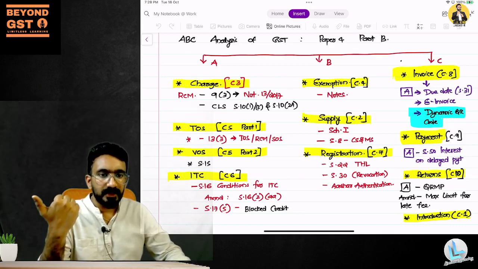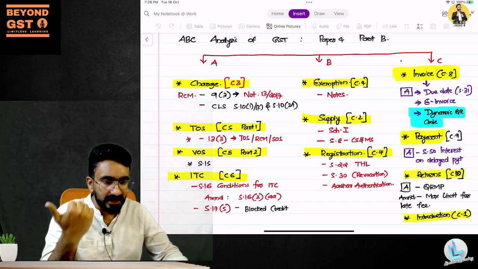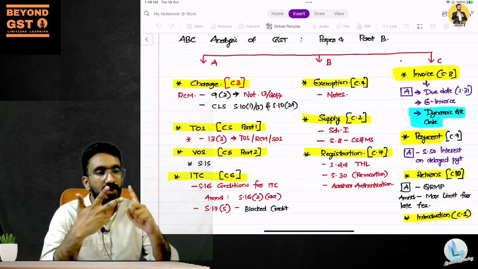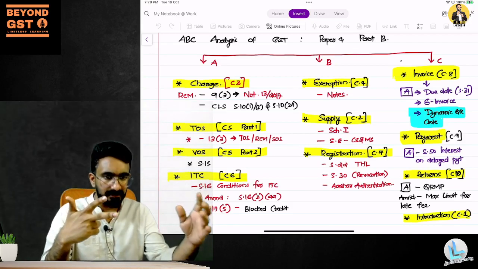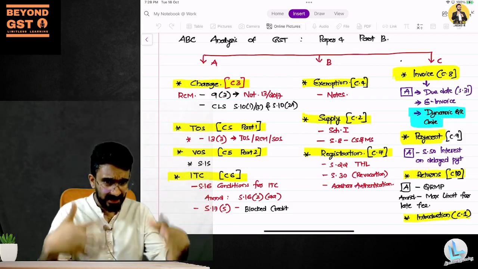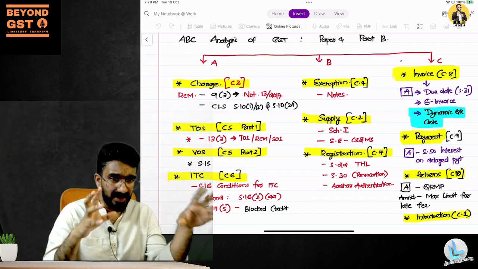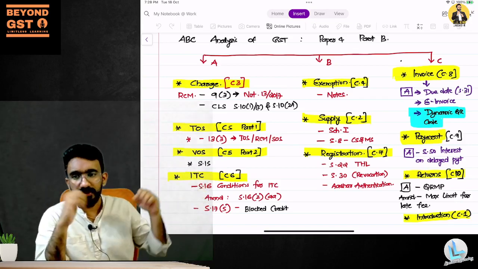Then you have two more chapters I would classify as B category. One is supply. In that, Schedule 1 is important, with a lot of questions. Section 8, composite supply, mixed supply, and there is a circular on sales promotion schemes, which is important and has been tested in multiple examinations. In your procedure part, registration is the most important chapter. So registration, chapter 7, is also B category.